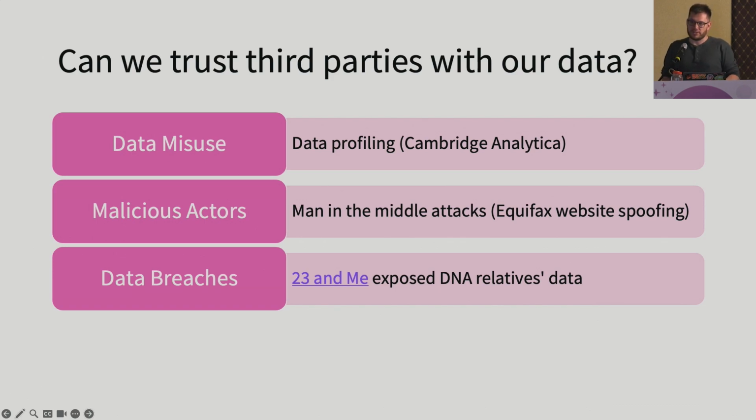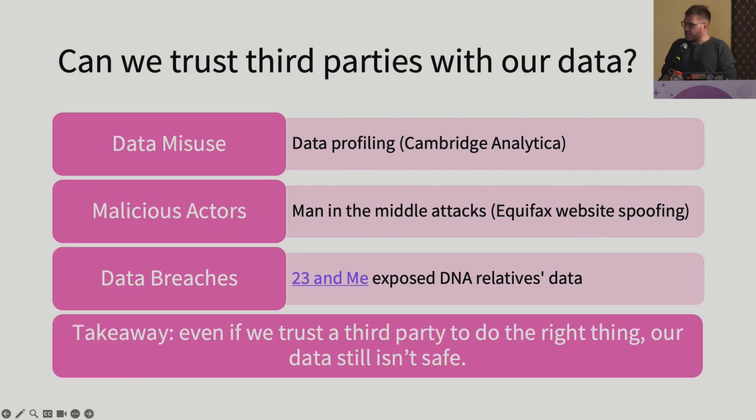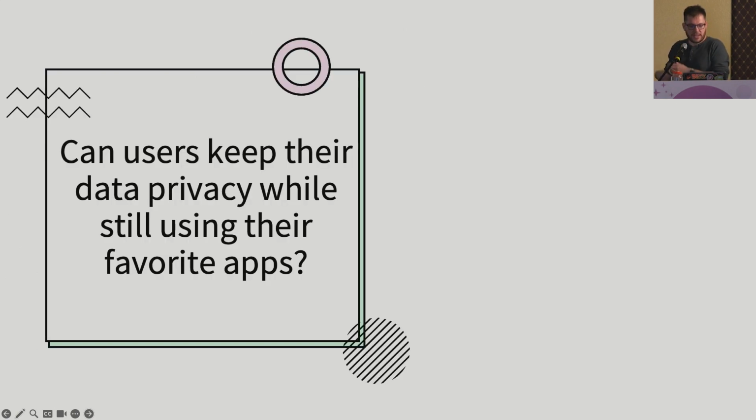It just takes one faulty brick in a wall for the whole wall to come crumbling down. So the takeaway from all this is that even if we do trust a third party with our data to do the right thing, our data isn't necessarily still safe. In the case of some companies like 23andMe and Equifax, they're trying to hold your data in confidence and unfortunately succumb to attackers.